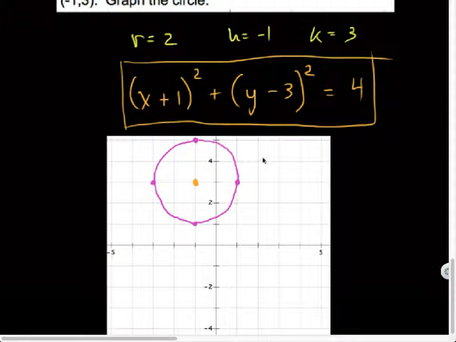So this is what the equation of a circle looks like. Thing I want to point out, the majority of conic sections are going to not be functions.